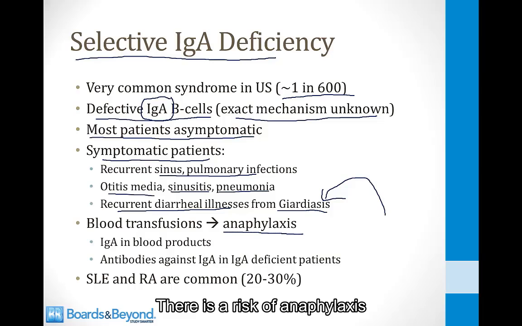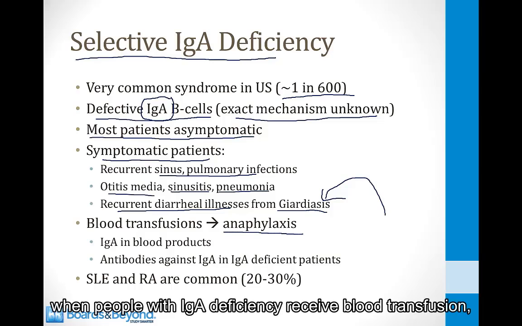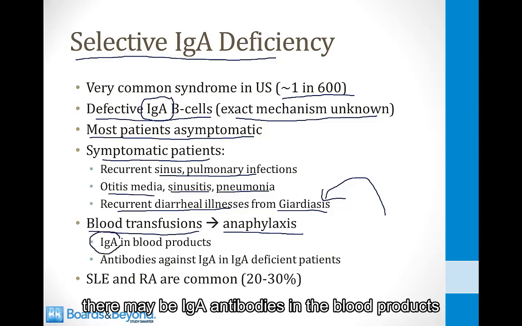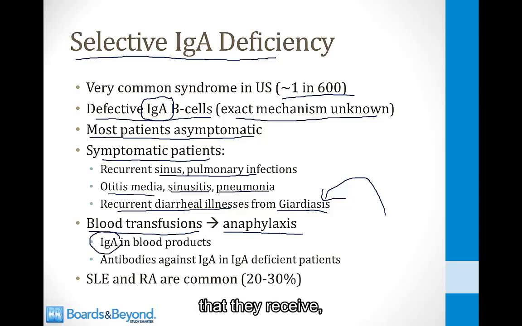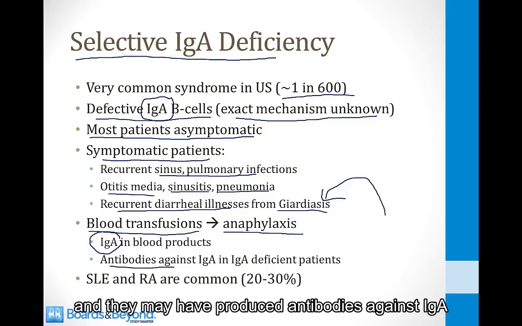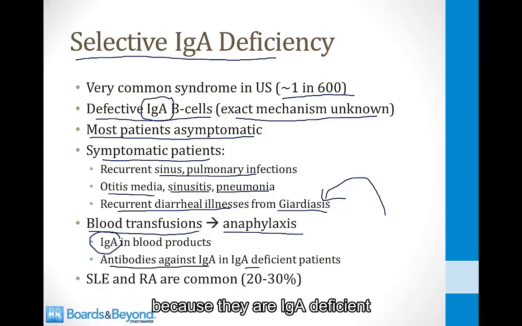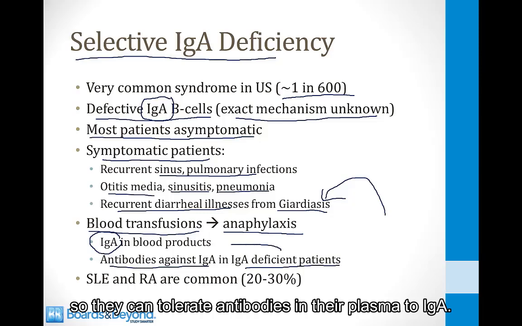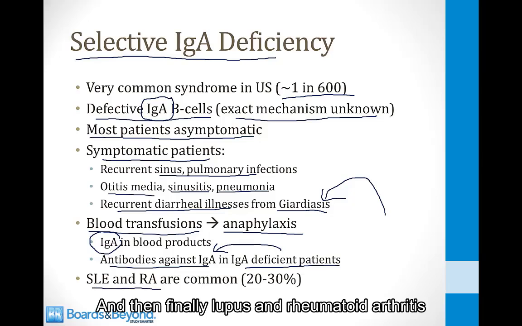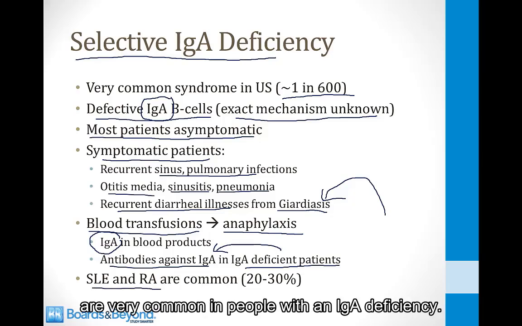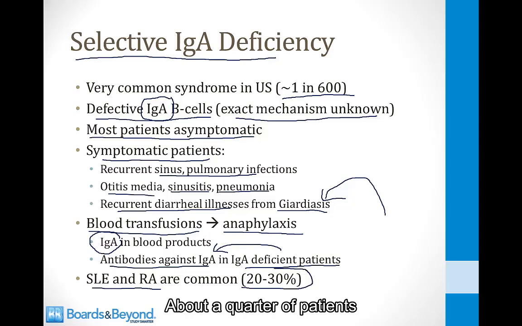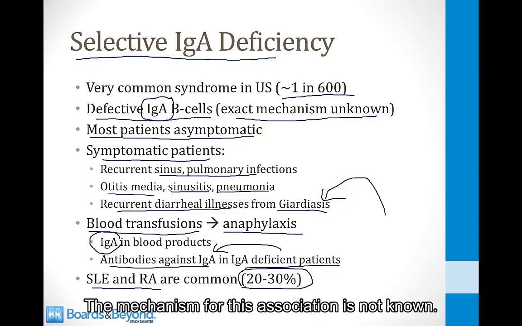There is a risk of anaphylaxis when people with IgA deficiency receive blood transfusion. There may be IgA antibodies in the blood products that they receive, and they may have produced antibodies against IgA because they are IgA deficient, so they can have antibodies in their plasma to IgA. And then finally, lupus and rheumatoid arthritis are very common in people with an IgA deficiency. About a quarter of patients will develop one of these conditions. The mechanism for this association is not known.